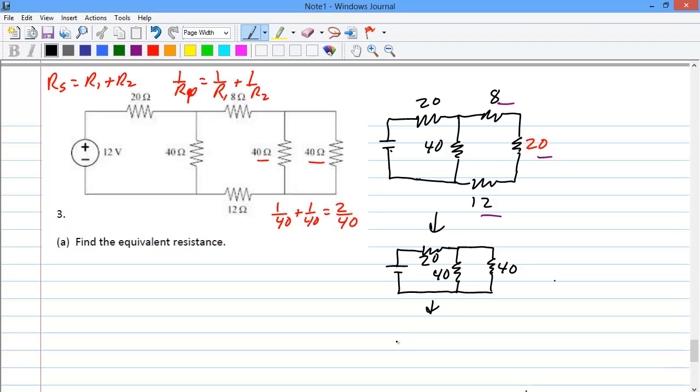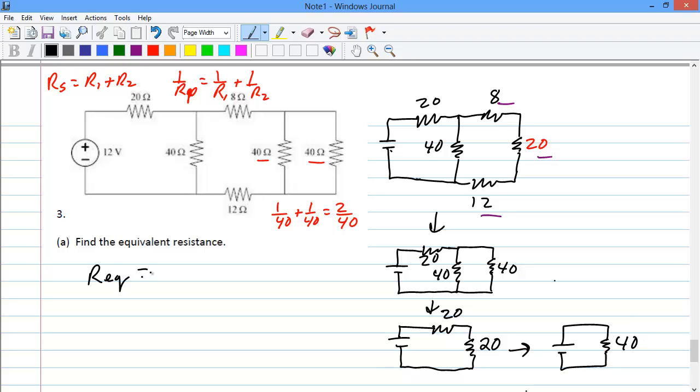My next picture is going to look like this. So this one is 20, but I've already added two 40s before, and I know I get half, which is 20. So now those are in series, and I get my final picture. And 20 and 20 is 40. So the equivalent resistance is just 40 ohms.